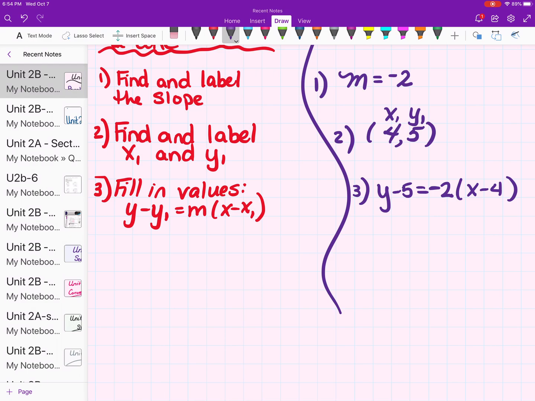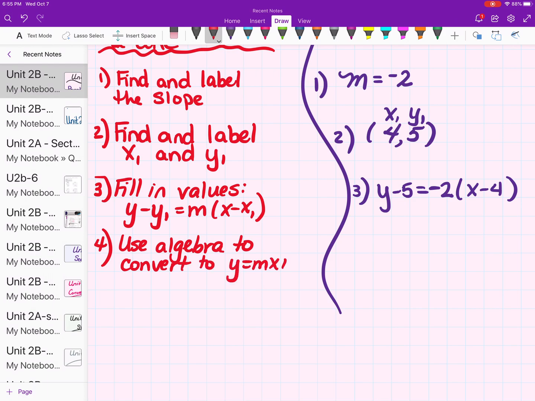But if I ask for it in a specific form, or I want it graphed, or I want to know the y-intercept, then I need to go and finish it. And to finish this problem, I'm going to use algebra to convert to y equals mx plus b. You were doing this last section, so you know how to do this. We've been doing this whole chapter, so I'm going to take y minus 5 equals -2 x minus 4, and I'm going to convert it.